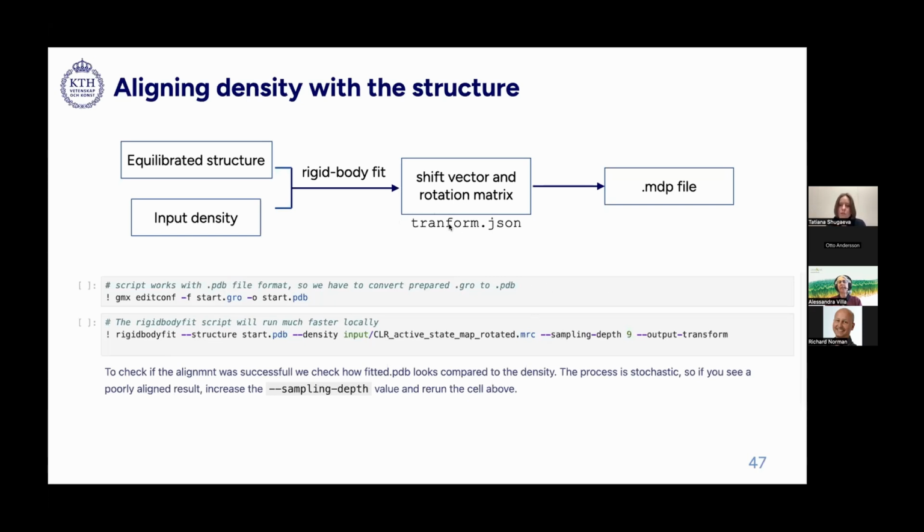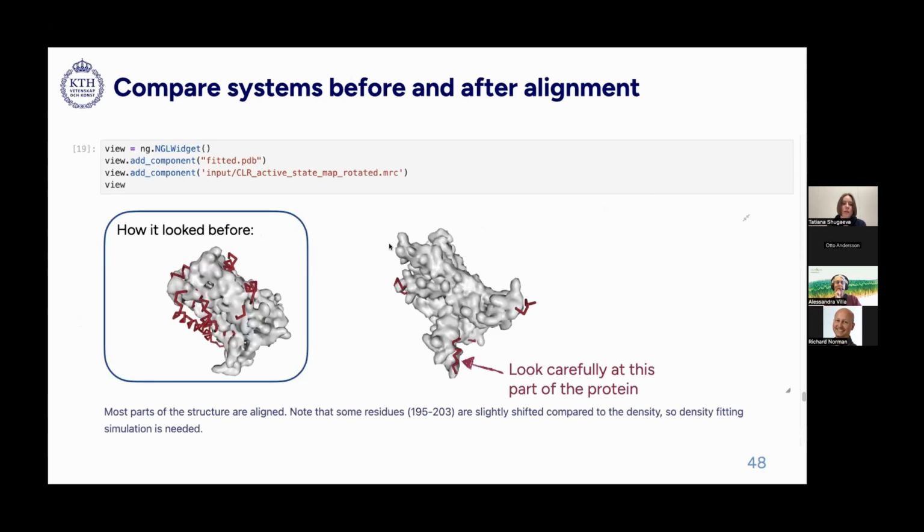As an output, this script gives us a file called transform.json that contains a shift vector and a rotation matrix. We don't even need to dive into what it means. The important thing is that we can just copy this vector and matrix to the MDP file, and GROMACS will know internally how to align the density with the protein.